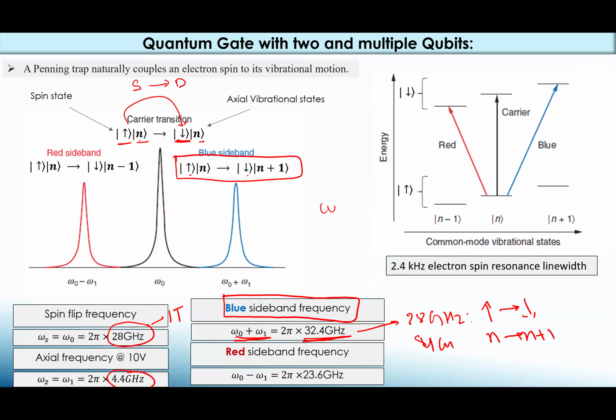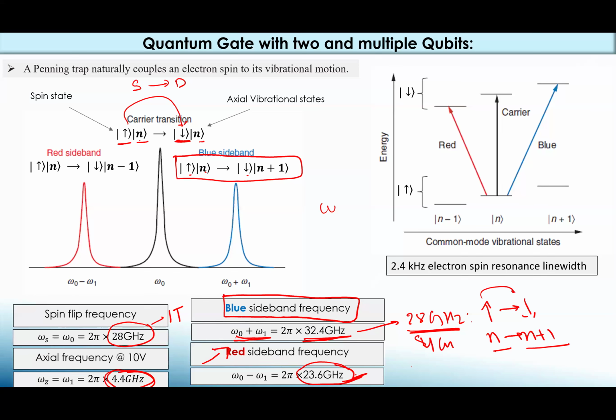The spin is flipped and n goes from n to n plus 1. But look at when you go for the red sideband, meaning you are now at 23 gigahertz. Now 23 gigahertz is less than 28 gigahertz, so this cannot cause the spin flip. And this is too high compared to the 4 gigahertz, so this also cannot cause the n to n plus 1 transition.